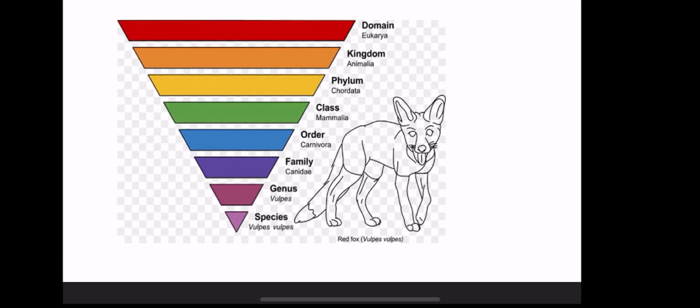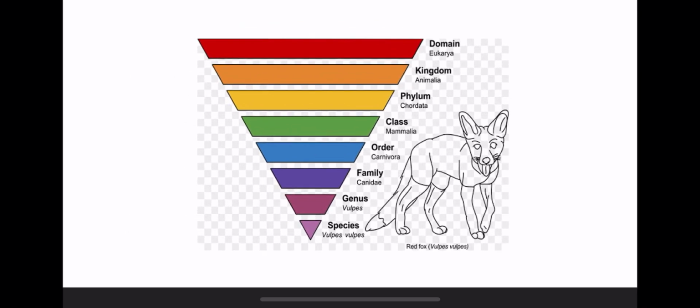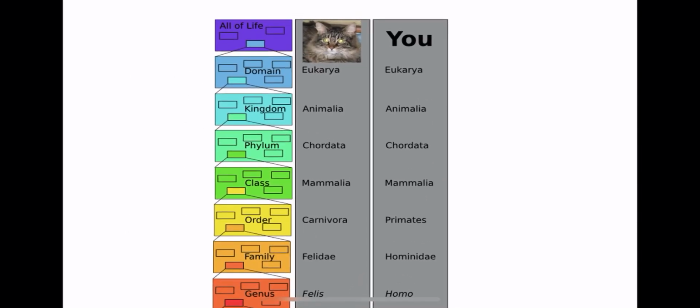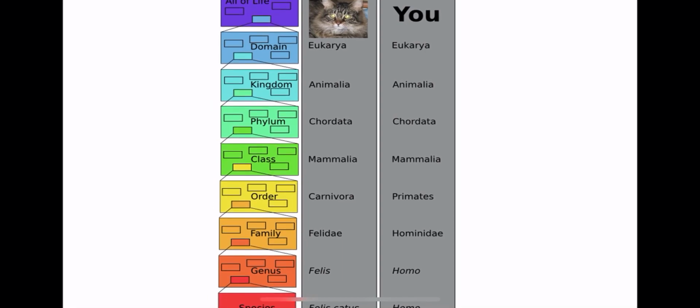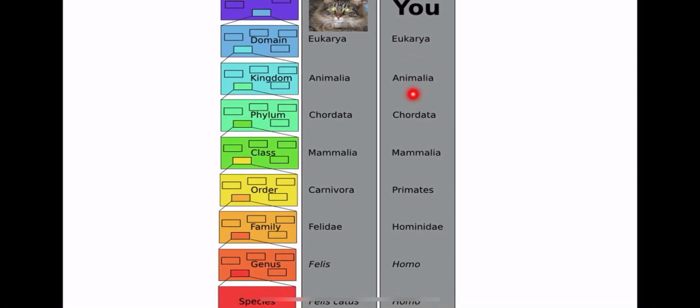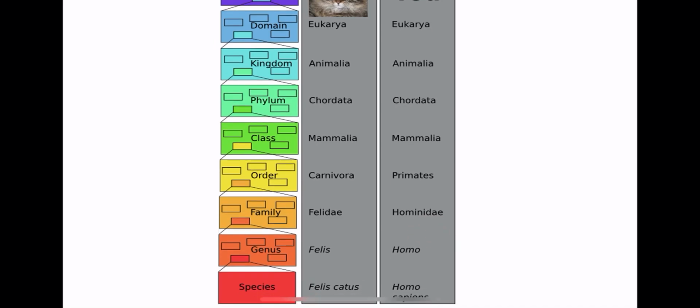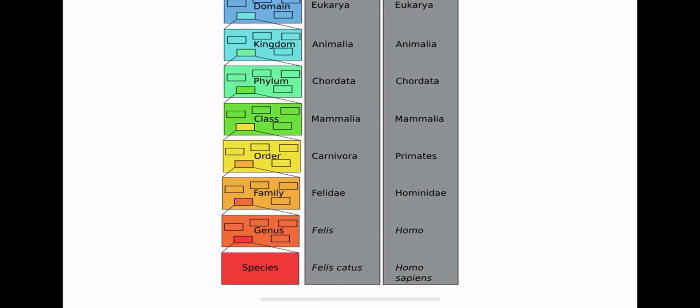Let's see one more example. You, as a human: domain Eukarya, kingdom Animalia, phylum Chordata, class Mammalia, order Primates, family Hominidae, genus Homo, species sapiens.